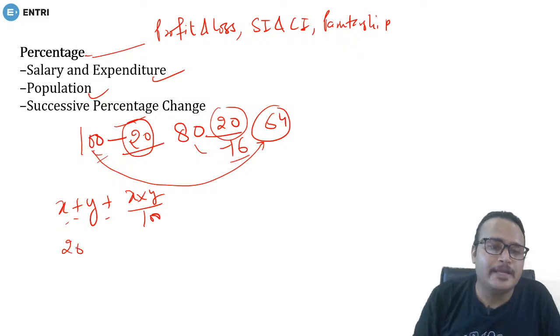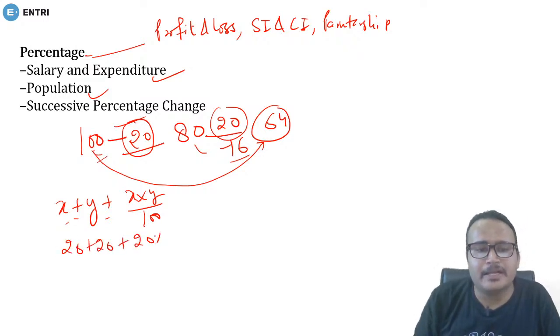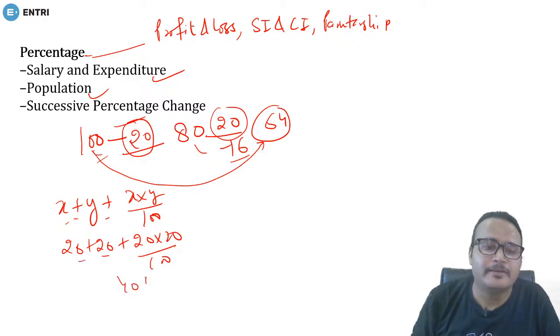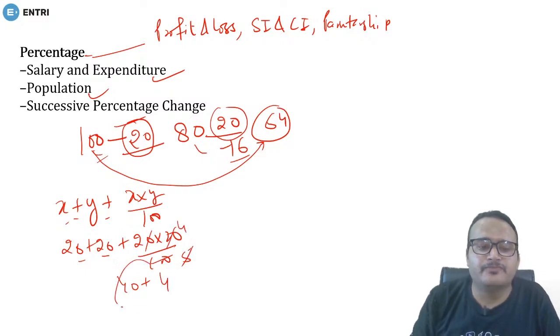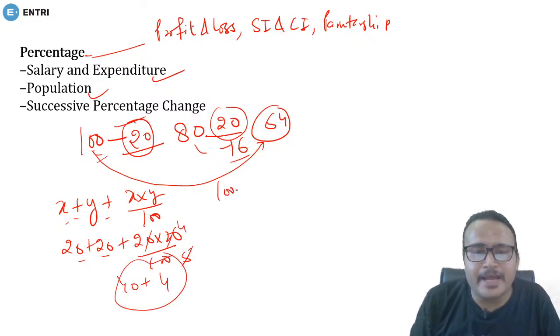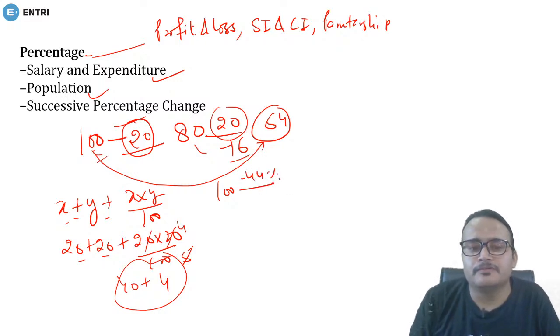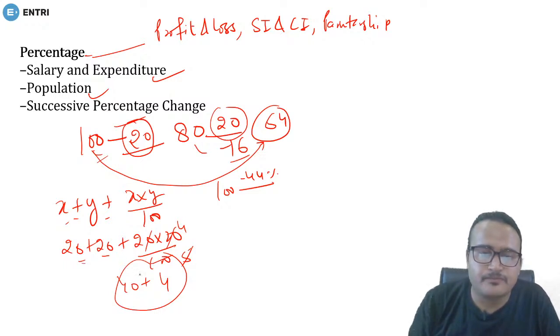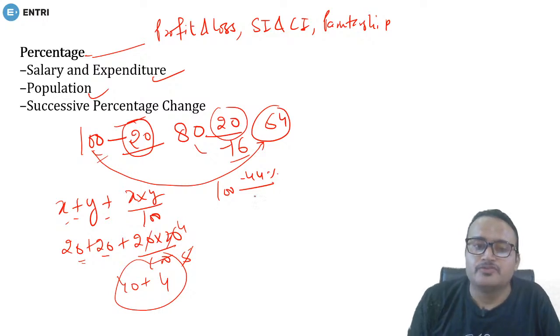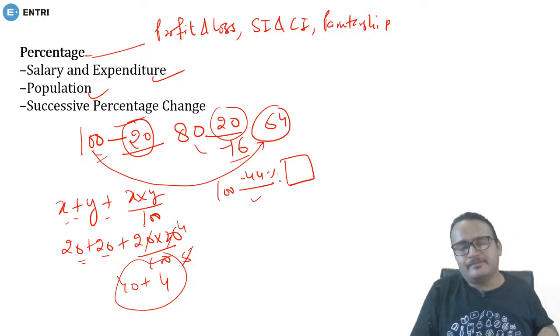So guys, here it is minus 20 minus 20 plus 20 multiplied by 20 divided by 100. So minus 20 minus 20 is minus 40, and this is what, guys? 20 times 20 is 400, divided by 100 is 4. So minus 40 plus 4, that means 100 minus 36, which is 64. If you do this, then you will have the final successive percentage change.